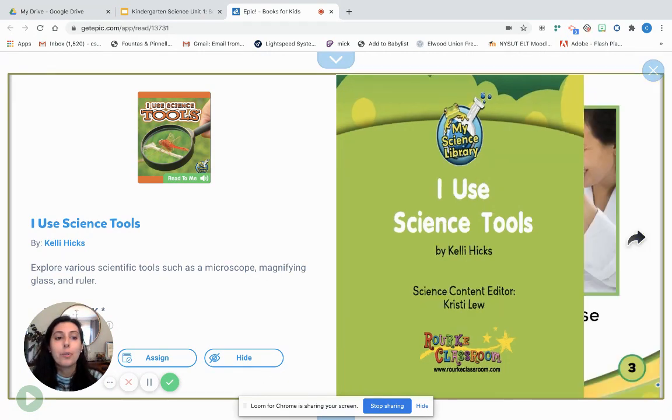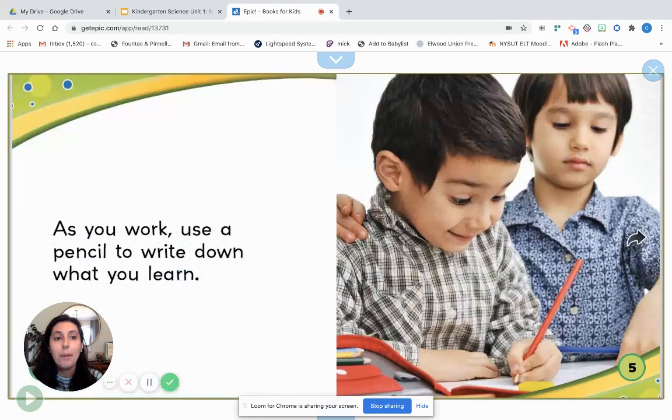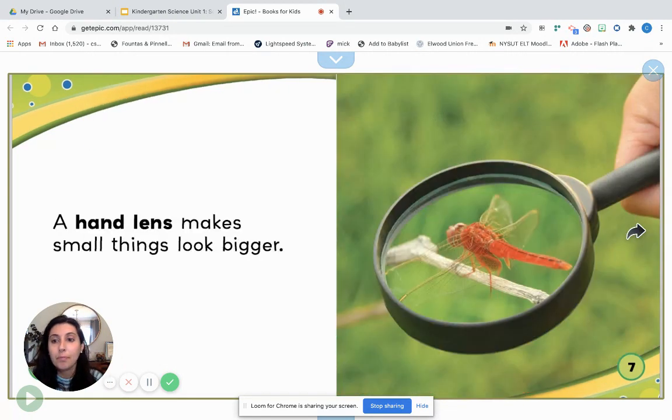I use science tools. Are you ready to use science tools in the science lab? As you work, use a pencil to write down what you learn. Oh, that's something new that Annie and Moby didn't talk about. Yeah, of course we want to record what we learn. So we would need to use a pencil.